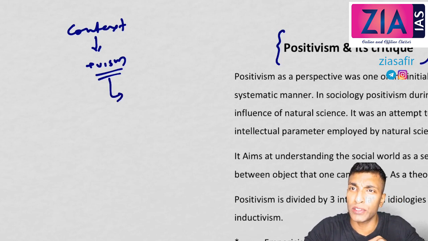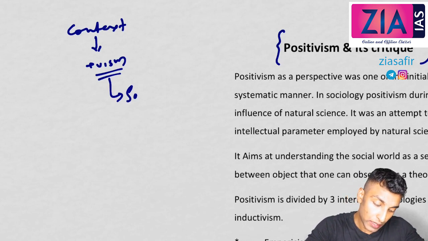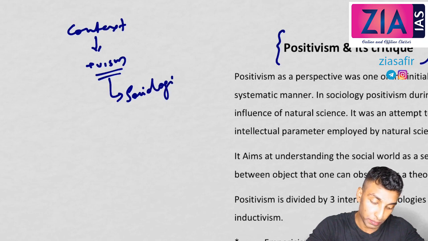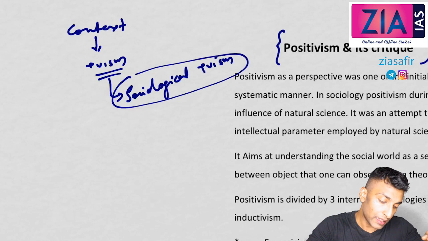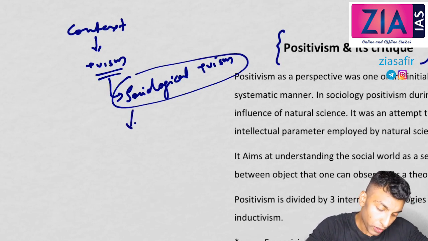In general, positivism means the positivist approach in general, maybe natural science, etc. So what is the difference in sociological positivism? Sociological positivism, I'll teach you this and then we will see the critique part. Before we write about criticism, we will talk about the contribution.